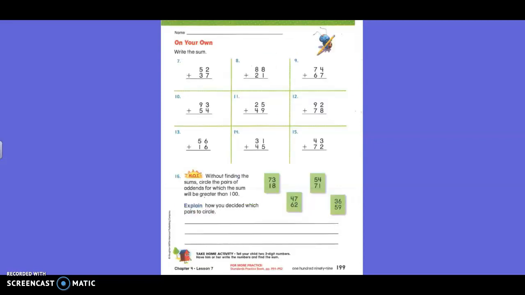Number 16. Without finding the sums, circle the pairs of addends for which the sum will be greater than 100. Which one of these do you think that when you add together will be greater than 100? Henley? 54 and 71. Why do you think that? Because they're both big numbers. Okay, because they're both big numbers.